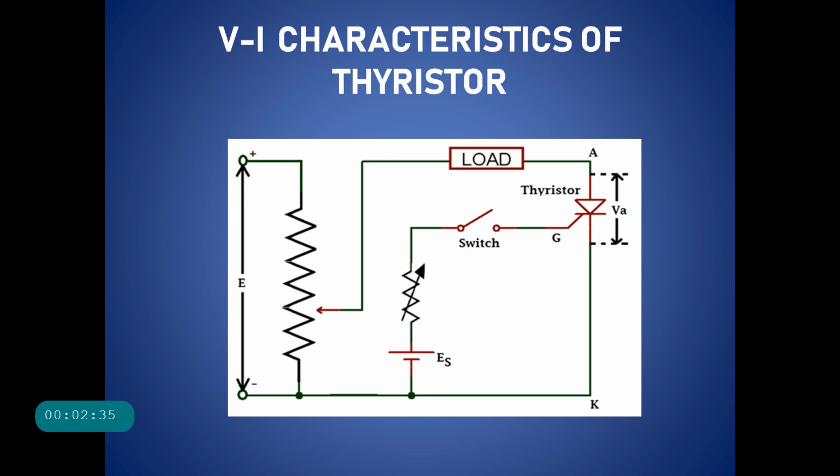Now, let's see the VI characteristics of a thyristor. So, this is the basic circuit that is required to obtain the VI characteristic of a thyristor. Here we can see a thyristor whose anode and cathode are connected to a voltage supply E through a load. In addition to that, the gate and the cathode is also connected to a supply ES. This ES is used for generation of the gate current which flows from the gate to the cathode.